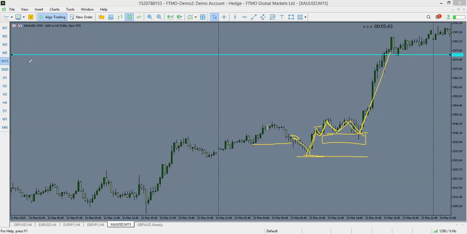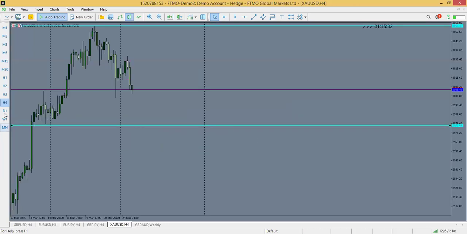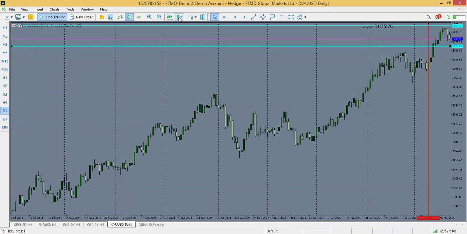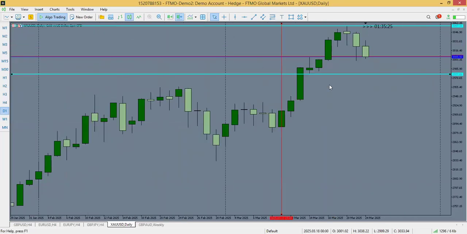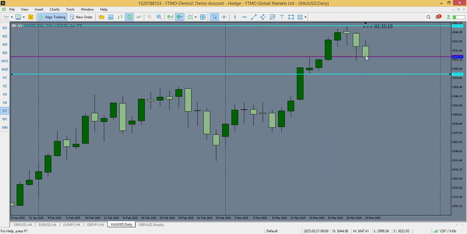Okay, so that's on the 15 minutes where I usually take my trades. Let's go back to the 4 hours and see what is happening. Oh no, we're looking at the daily earlier. Okay, so daily charts. Right now we have some bearishness in this setup here.